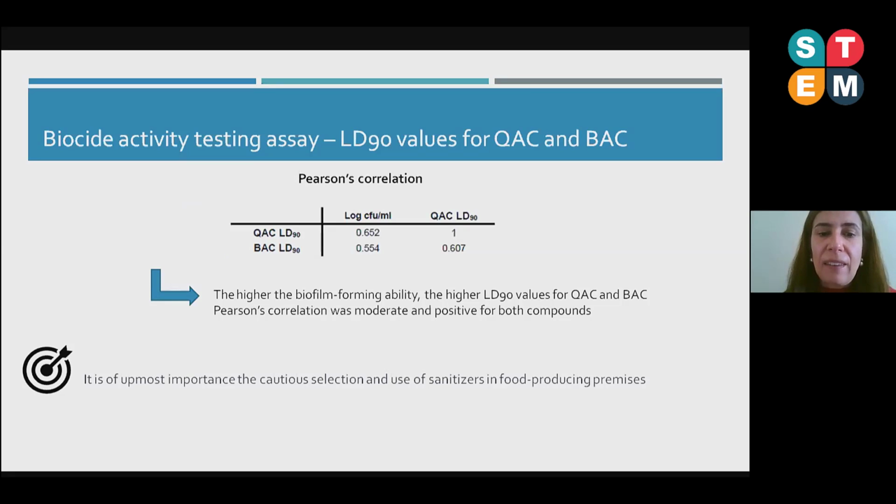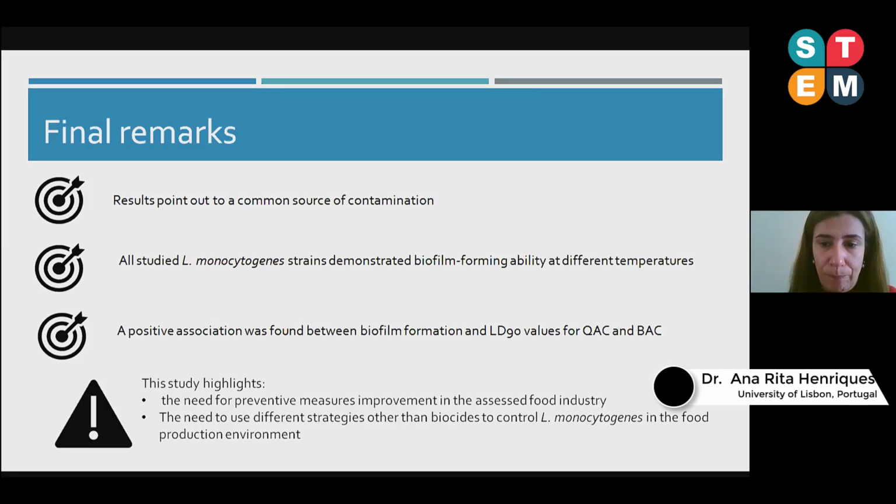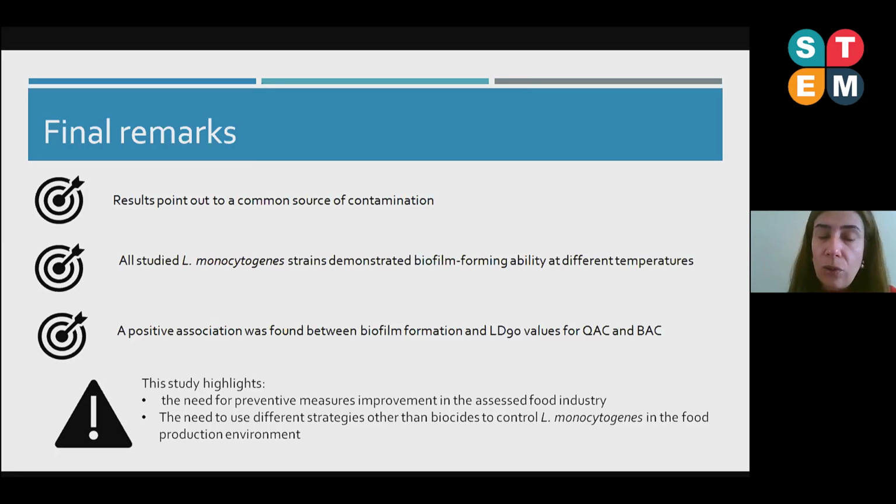LD90 values reveal that the higher the biofilm formation, the higher the LD90 values for quaternary ammonium compound and also for benzalkonium chloride. Taken together, our results emphasize that Listeria monocytogenes virulence in food-related environments must be carefully addressed. The strict selection of suppliers and raw materials to prevent repeated introduction of strains into the food facility should be considered. Also, the cautious use of sanitizers should be considered as well, as biofilms might select strains that are adapted to the food environment and that are resistant to some of the sanitizers that are used in those premises.